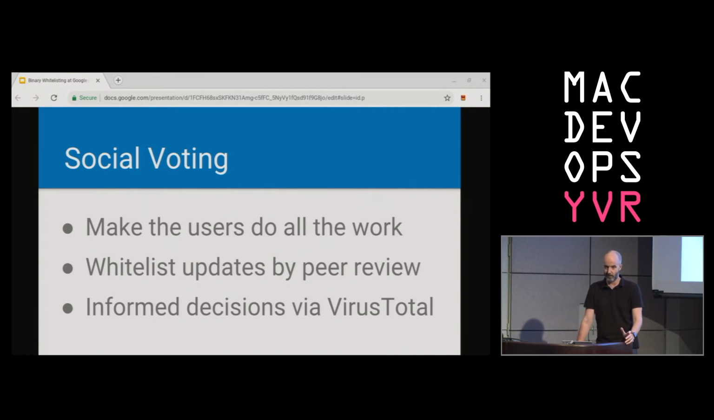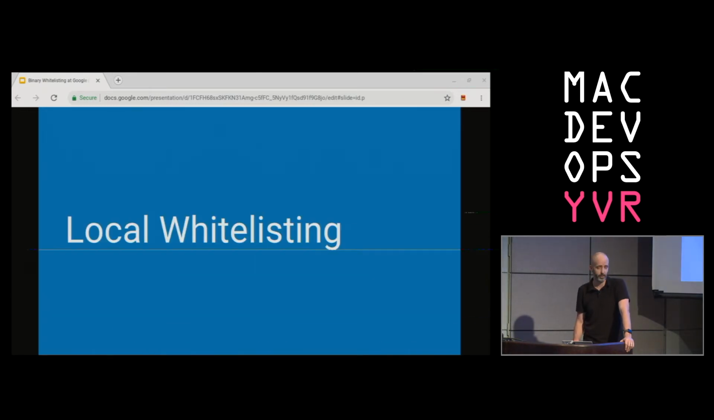Obviously, the biggest risk here is that users are going to accidentally approve malware, but we take some steps to try to minimize that risk. The first is that we surface VirusTotal analysis results to the users before they vote on anything. And the second is we try to reduce the impact of accidental malware approval with what we call local whitelisting. So how does this work?